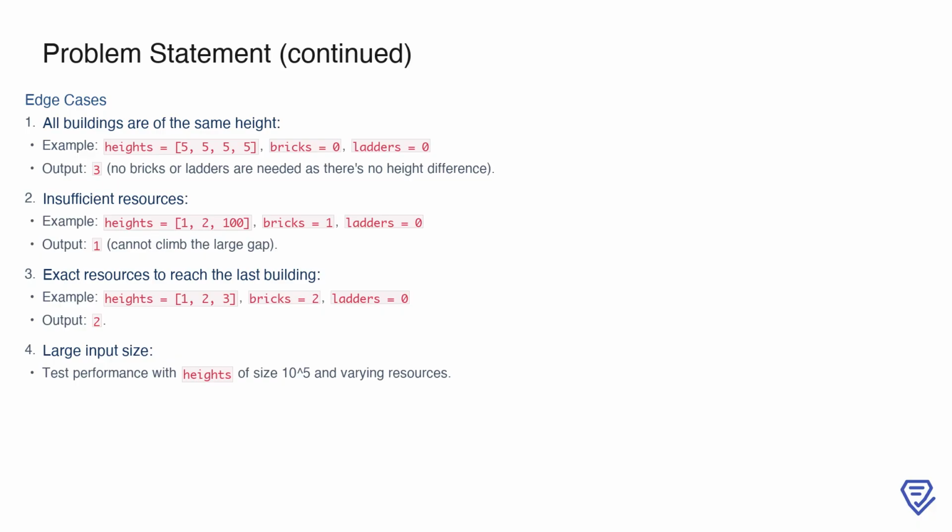Let's discuss some edge cases. First, if all buildings are the same height, like in heights equals 5, 5, 5, 5, with bricks equals 0 and ladders equals 0, the output is 3 because no resources are needed to move between buildings.